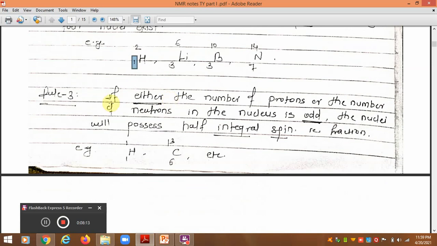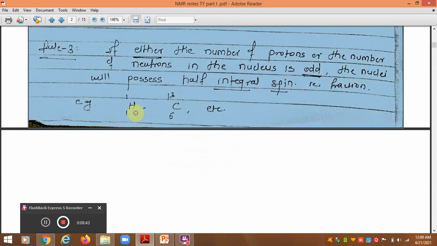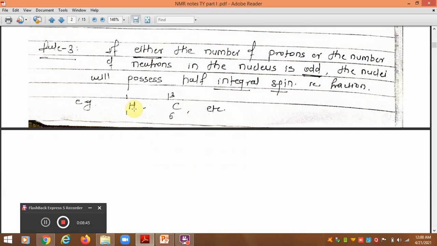Instead of this, if either the number of protons or the number of neutrons in the nucleus is odd, meaning either protons will be odd or neutrons will be odd while the other one is even, then the nuclei will possess a half integral spin. Half integral spin is in fractions: 1 by 2, 3 by 2, 5 by 2, like this. There are two nuclei which have half integral spin: the first one is hydrogen 1 and another one is carbon 13. So these are the two.